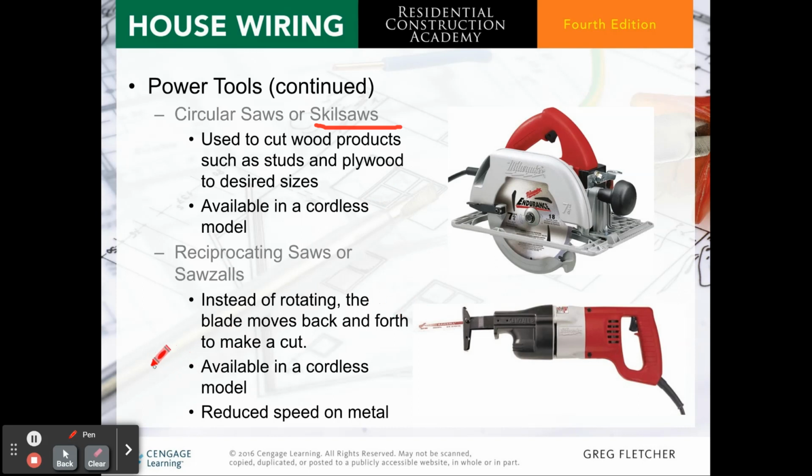Reciprocating saws, also known as sawzalls. Instead of rotating, the blades move back and forth to make a cut. They're also available in the cordless model. And when you're cutting with wood, you can go full speed. Once you start cutting metal, reduce the speed.